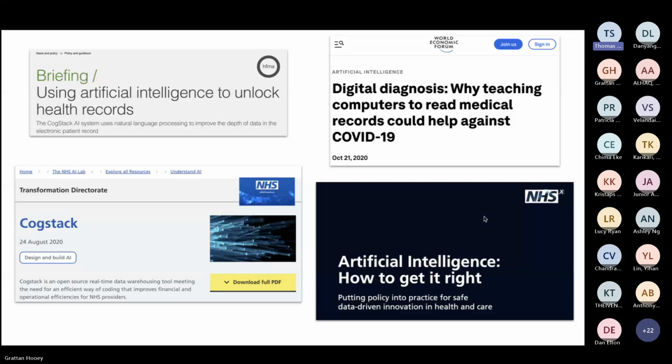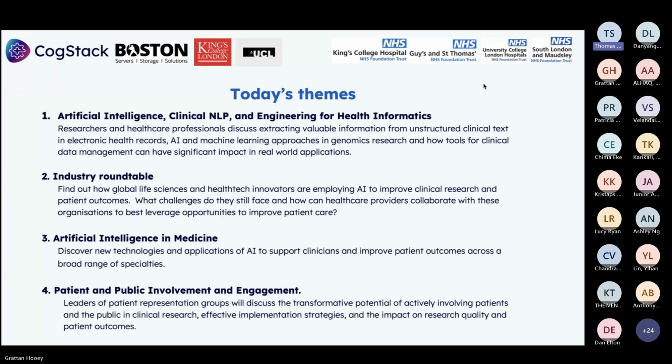So just to move on now, after that little bit, I'll tell you a little bit about today, and then we'll move on to the first session. First of all, we're going to be having a session based on AI, clinical NLP, and engineering for healthcare informatics. And that will include a discussion around how we extract valuable information from the unstructured record, and also looking at AI and machine learning approaches in genomics research and how tools for clinical data management can have a significant impact on real-world applications.